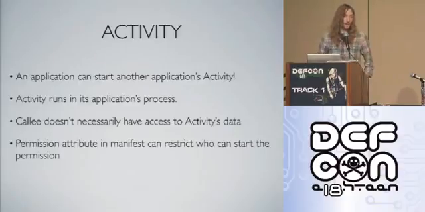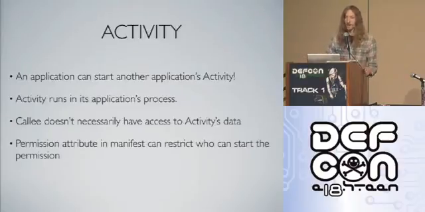Applications can also start other applications' activities remotely. The activity itself is going to run within the process of the remote application. So in a situation where you've requested location permissions and you want the user to turn on their GPS and you detect that it's not enabled, you can start the settings activity with all the location settings so that they can enable that, and then once that activity finishes, they'll be back at the previous screen. Since that's running in its own application's process, the caller won't necessarily have access to any of the data in that activity.